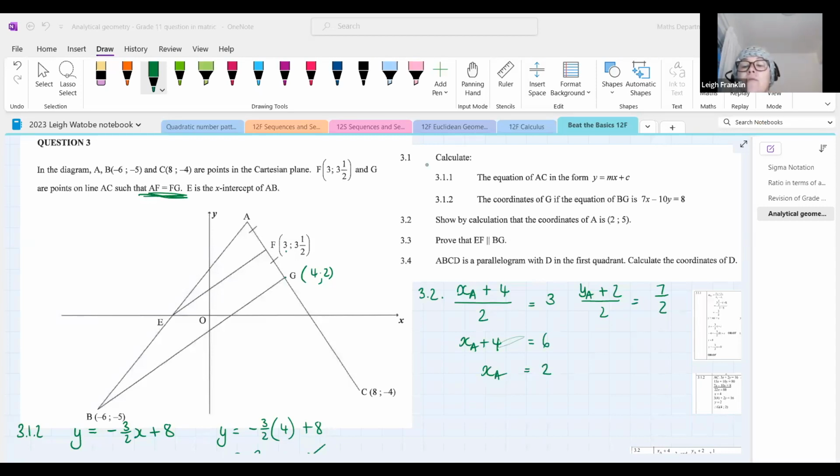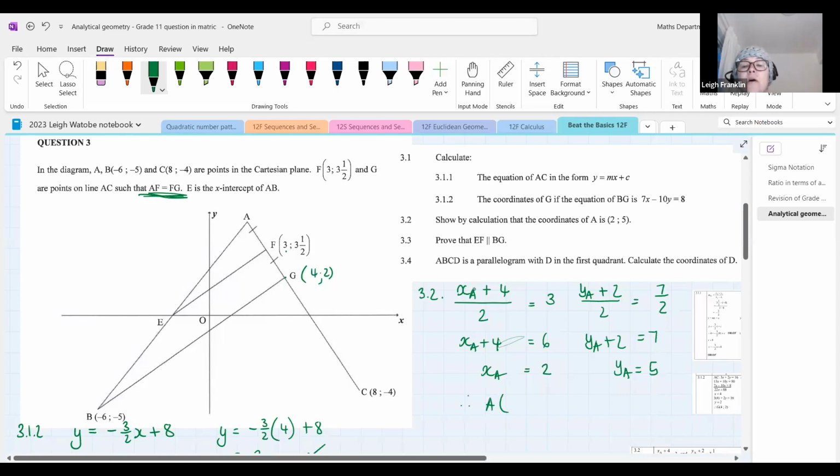So now we have the Y at A plus 2 equals 7, and therefore the Y at A would be equal to 5. Okay, so therefore the coordinates at A are 2 and 5. Remember, this was given to us.